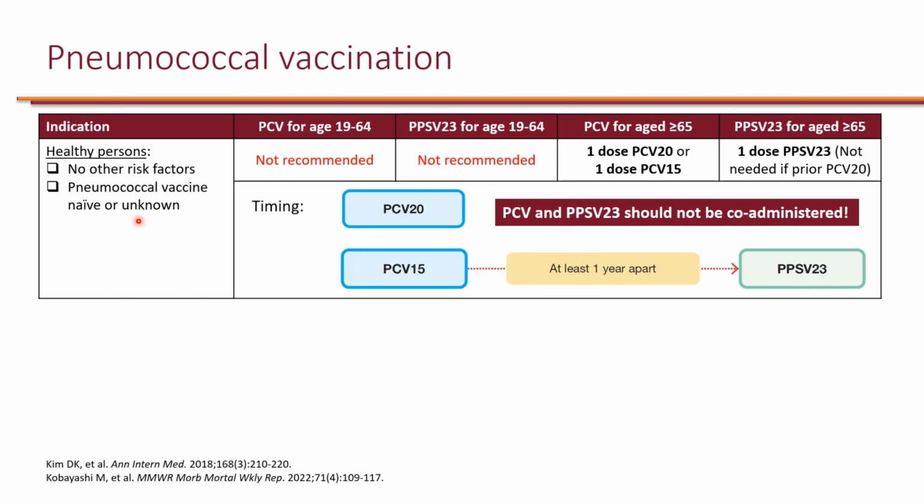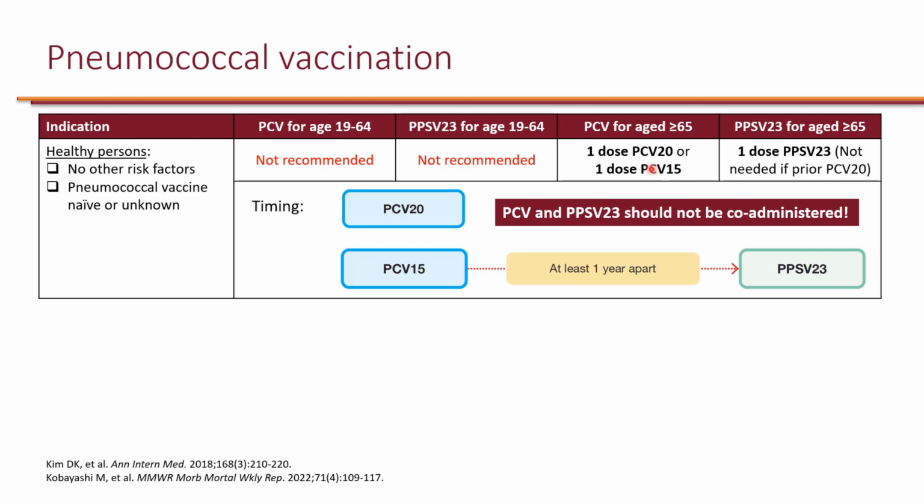So for those who are pneumococcal vaccine naive and are healthy with no risk factors, essentially prior to age 65, it's not recommended for them to receive pneumococcal vaccine because they are not at risk of being exposed to Streptococcus pneumoniae and developing severe disease. However, once individuals turn 65, they are at risk of developing pneumonia and meningitis and other infections due to Streptococcus pneumoniae. So it is recommended for people age 65 to receive 1 dose of PCV20, or if they want, they can get 1 dose of PCV15 instead. So it doesn't matter which one they get.